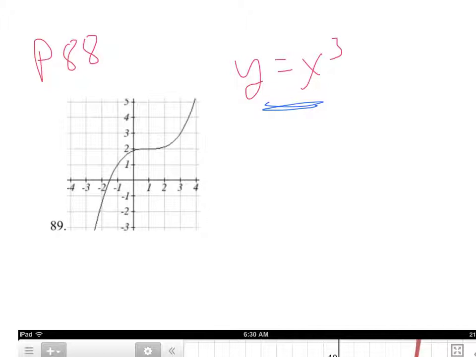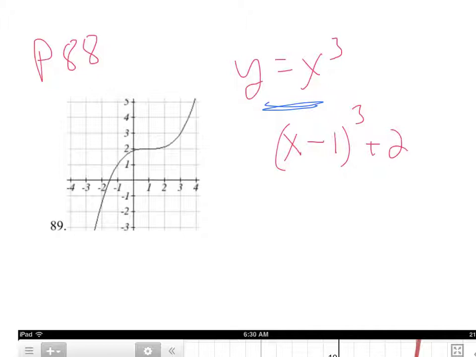So what I'm seeing is a shift right of 1 and a shift up of 2. So I know I can write this as x right 1 cubed and then up 2. Now I've got to look for some compression of some sort, horizontal, or has it been stretched? It almost looks like it's been stretched now that I'm saying that word.